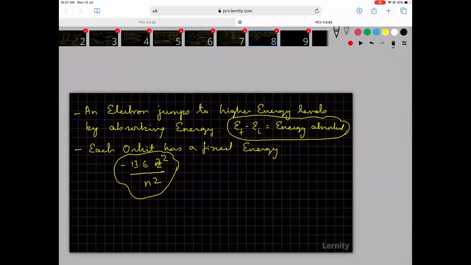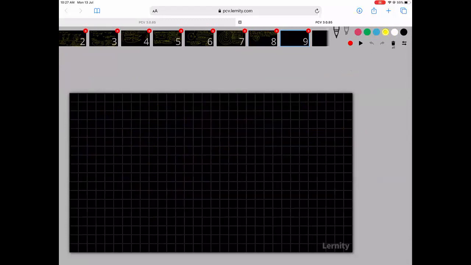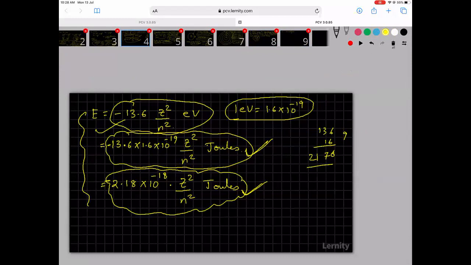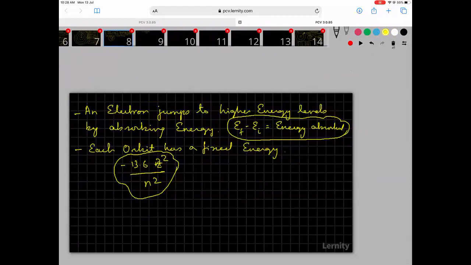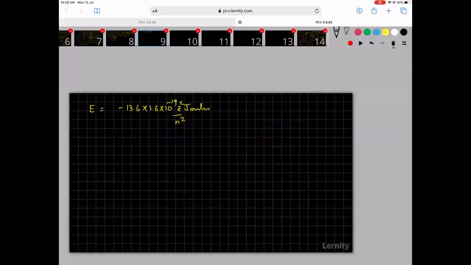Now let's move on. If you have an electron, the energy in the nth shell is equal to minus 13.6 into 1.6 into 10 power minus 19 joules into z squared by n squared. So we multiplied these numbers and got 2.18. So I write energy is equal to minus 2.18 into 10 power minus 18 z squared by n squared joule.